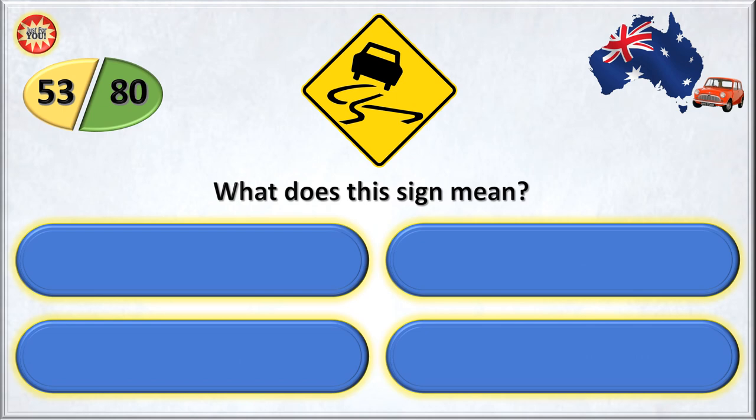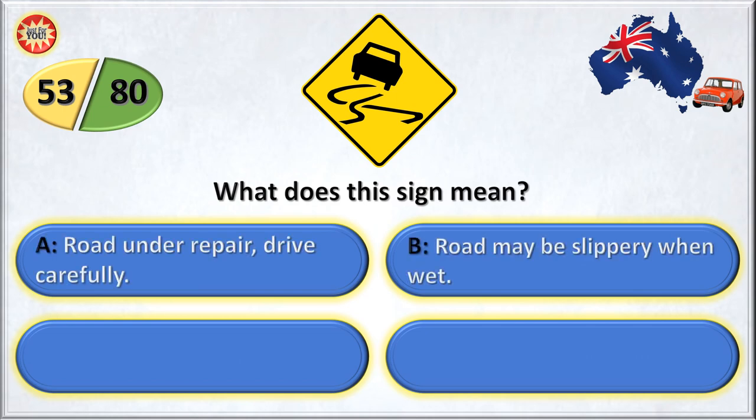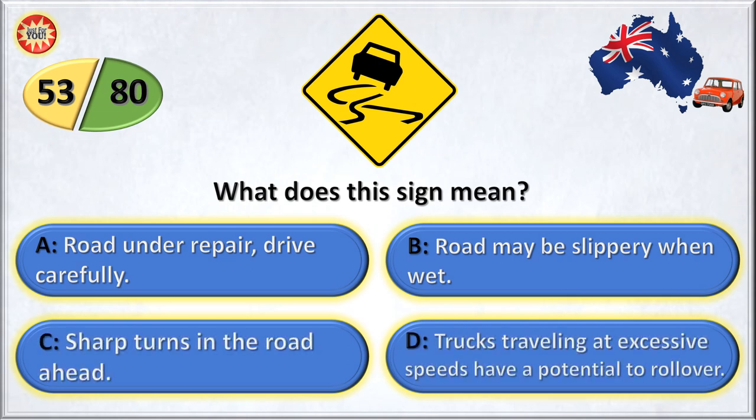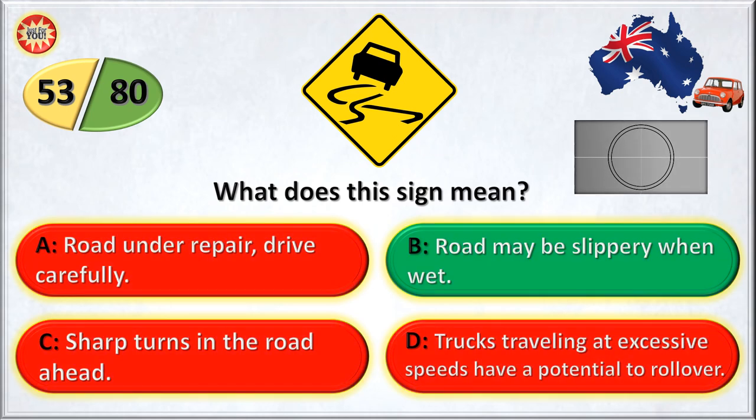What does this sign mean? Road under repair, drive carefully. Road may be slippery when wet. Sharp turns in the road ahead. Trucks traveling at excessive speeds have a potential to roll over. Road may be slippery when wet.